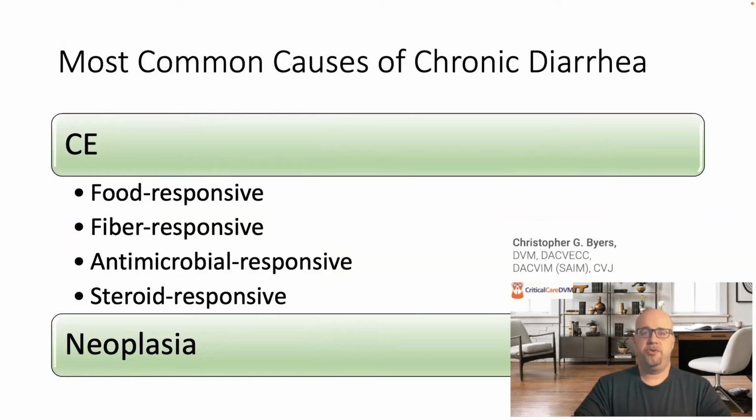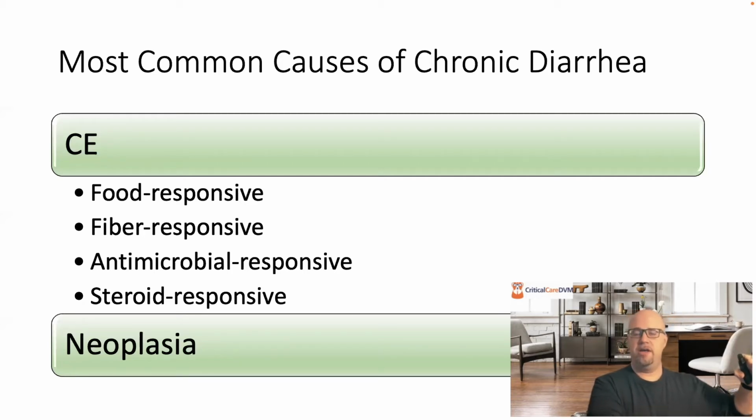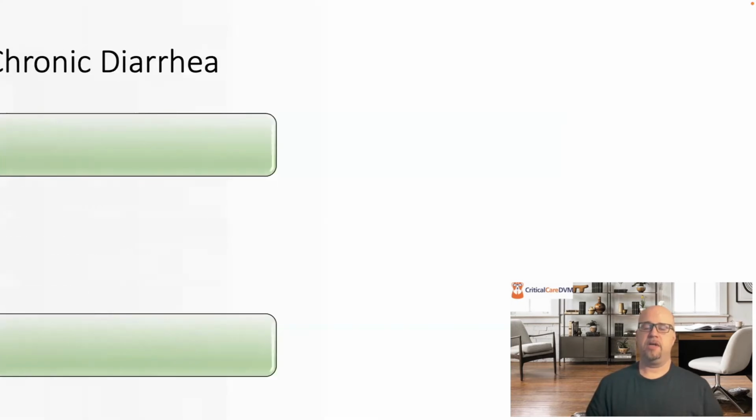Let's transition to treating. And I'm going to focus on the most common causes of chronic diarrhea at this point. We've talked about all the primary GI causes. We've looked at a list of the common secondary GI causes of dysfunction in chronic diarrhea. But in the literature, the two most common causes are neoplasia and chronic enteropathy. And that chronic enteropathy is further subcategorized as being steroid, antibiotic, fiber, or food responsive.